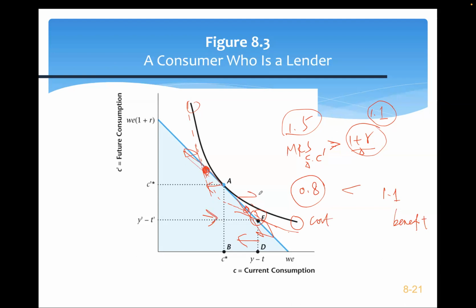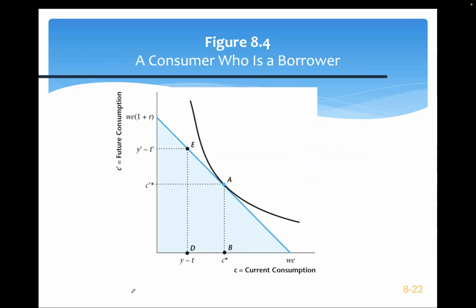If you're on the right-hand side of this point, you had better decrease consumption today. Only when you reach here is your evaluation between C and C prime exactly the same as what the market is willing to exchange for you, right? So there's no way for you to improve. Hence, we are in the equilibrium, or hence you reach the optimum, right?